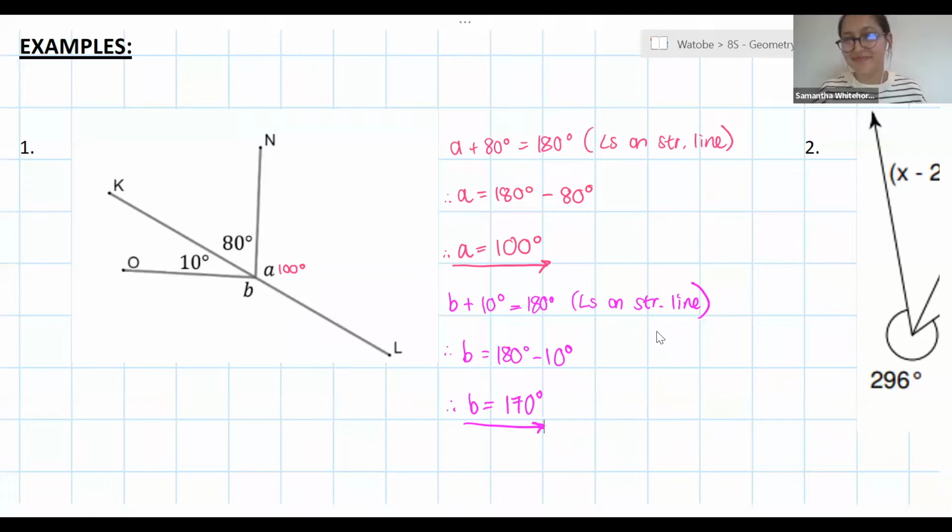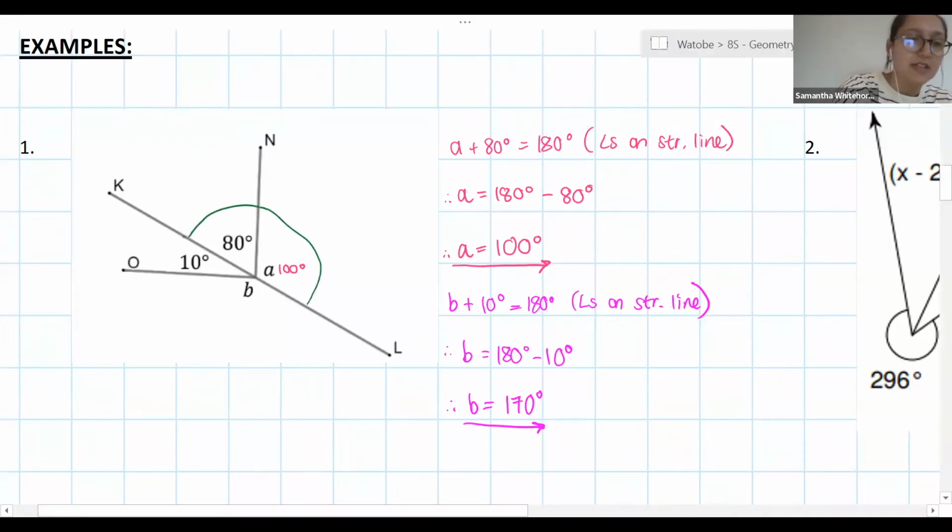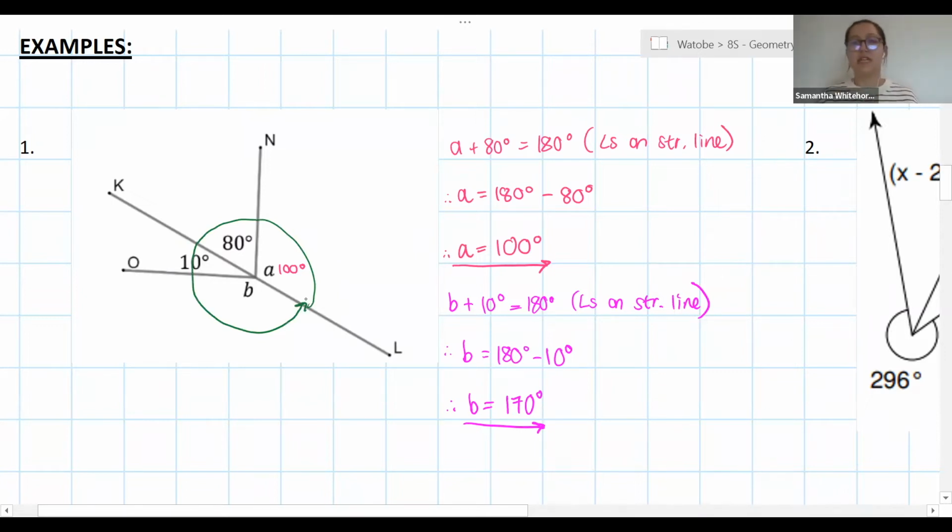Ma'am, we could use another reason, such as angles around a point equals 360 degrees. Excellent. Okay, so guys, just so that you are aware, once you have A, 80, 10, and B, you get angles around a point. And so that is a perfectly valid reason as well. All right, so if you use angles around a point to find B, well done. Absolutely, 100%.